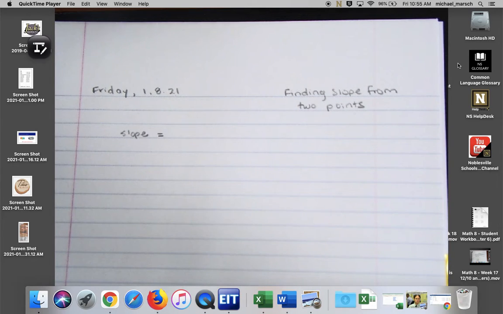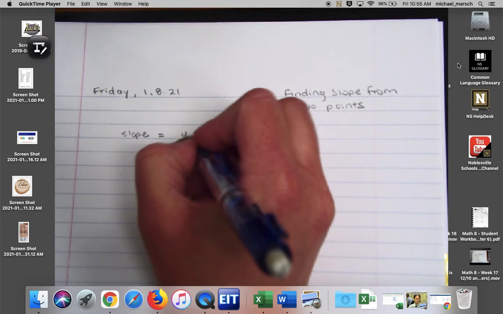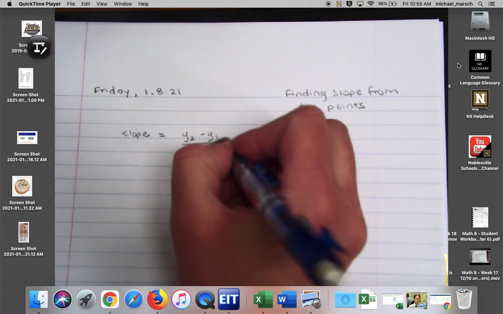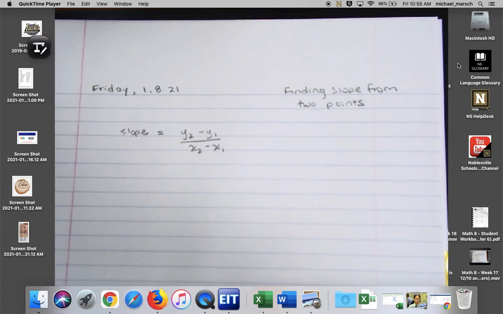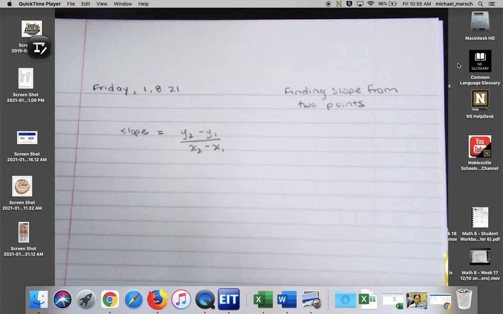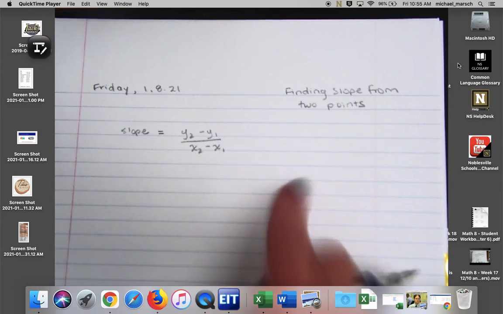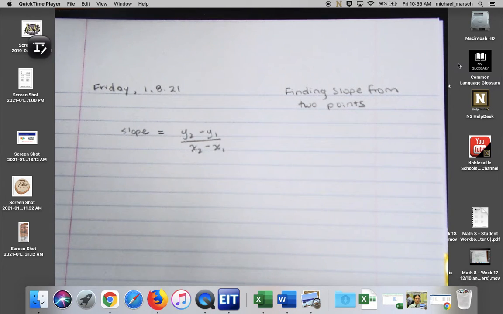I'm going to give you a formula that you're going to use next year in algebra, because I teach algebra and they use it. So you're going to need this formula. The formula is y2 minus y1 over x2 minus x1. We know that our ordered pairs are made up of x's and y's. So we're going to label our ordered pairs and then put those numbers into this formula and get our slope. You're going to color, it's going to be great. You're going to do great.